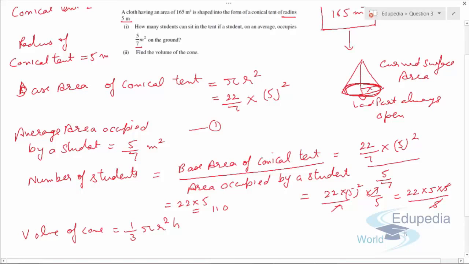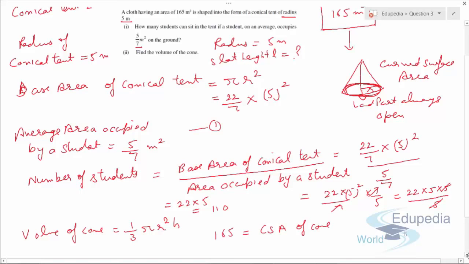We are given the radius, which is 5 meters, and slant height, which is known as L, we need to find, right? So first of all, let's see how we can find the slant height. For slant height we can use the curved surface area. It's given the curved surface area is 165 meter square. So 165 meter square is the curved surface area of cone, right?